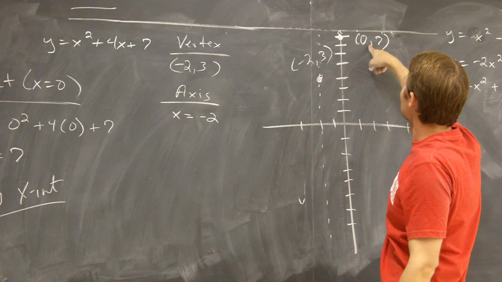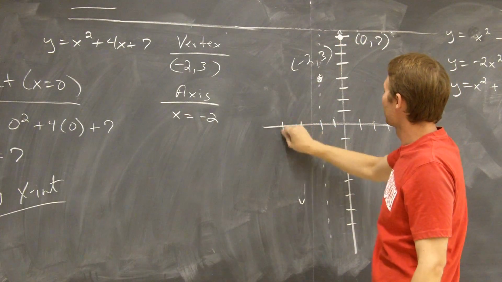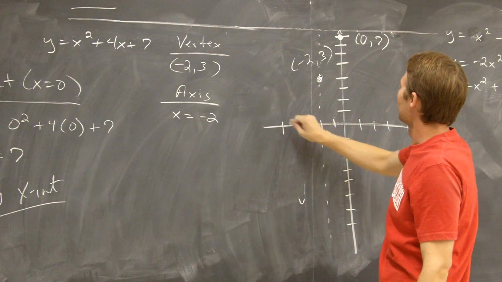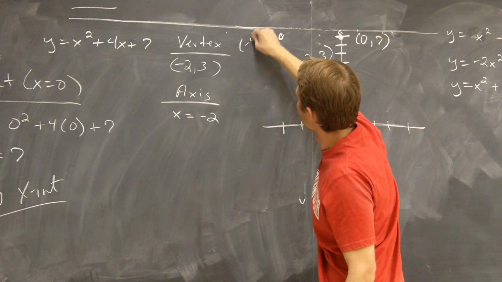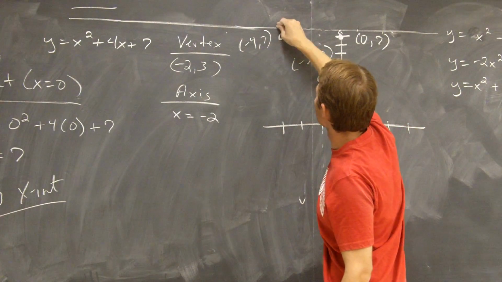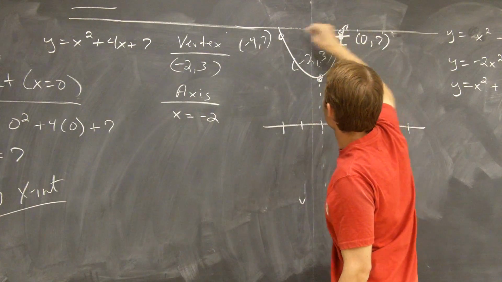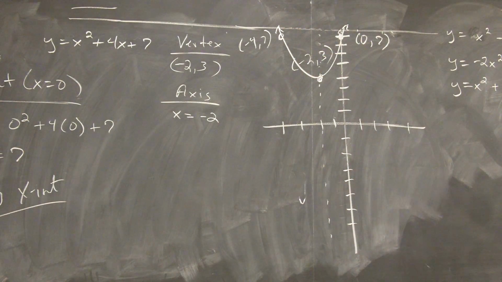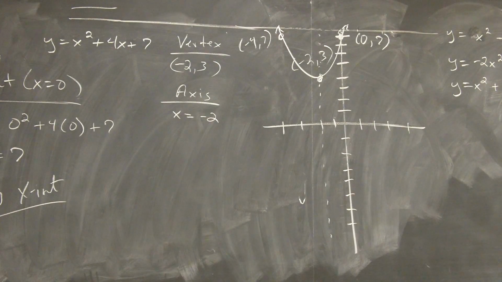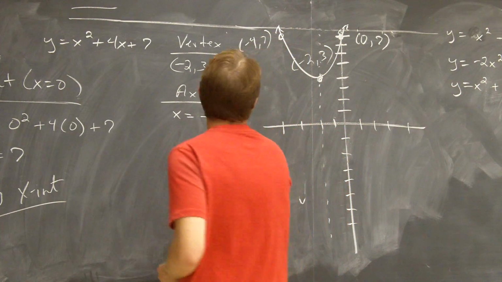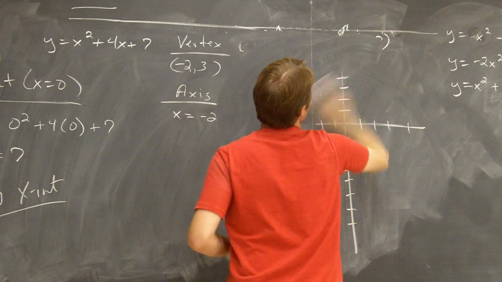So let's see. We know that there should be at least one more point here. This is at 0, 7, so we should have another equivalent point over here at negative 4, 7 as well. Remember, this is a symmetrical graph, so we should be able to just fold the points on top of each other from side to side and get the other point that we're looking for. Okay, so let's try one more.